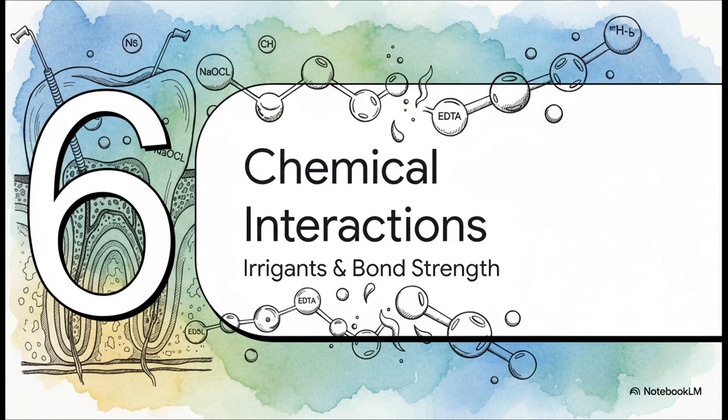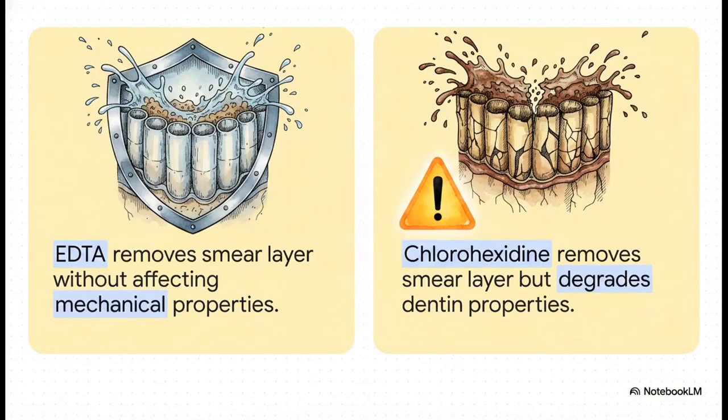And finally, Section 6, Chemical Interactions Cheat Sheet, Irrigants and Bond Strength. Guys, this is the absolute climax of this explainer. This is your ultimate cheat sheet for chemical interactions, covering exactly how our irrigation and medication choices dictate our bond strength. First up, we've got to contrast EDTA and chlorhexidine.